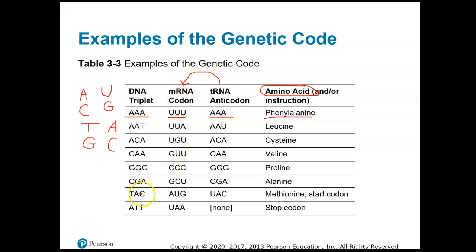Now let's just do one more example. Let's say that the DNA triplet code is TAC. What's going to be complementary to T in the messenger RNA is A. Complementary to A is U. Complementary to C is G. AUG is the codon that we also call the start codon, and it always codes for methionine, which is the first amino acid that you find in any protein.